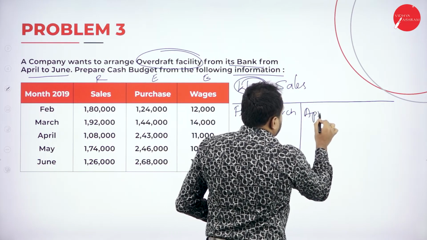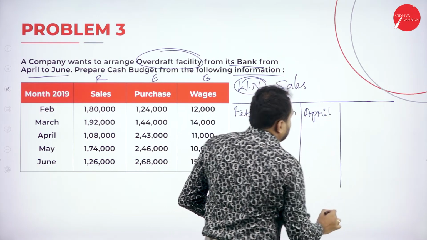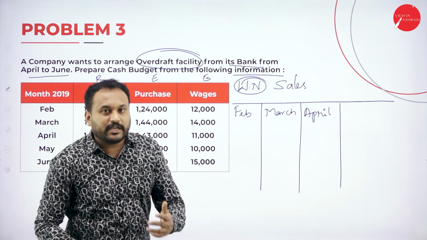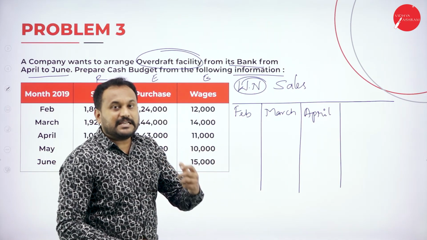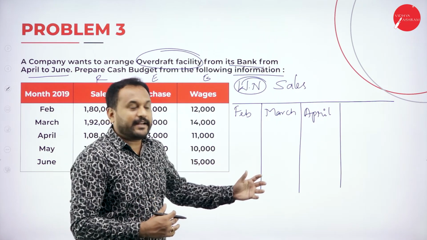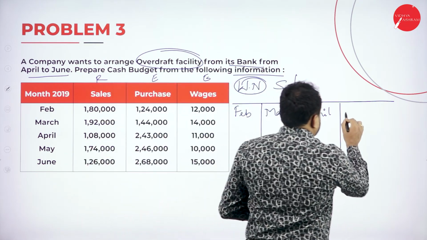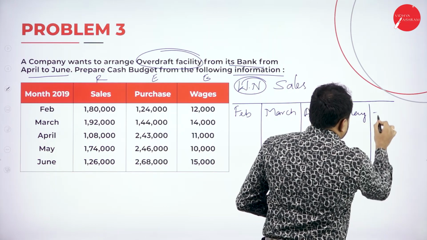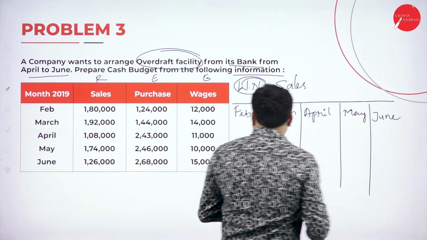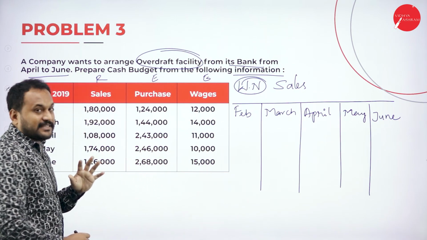April. Students, let me just tell you, the more you go with working notes and the more you calculate like this, you will have an ease. It's like a cakewalk for you the minute you get the cash budget. April, then May, and the last one is June. So we'll write what exactly the sales was.